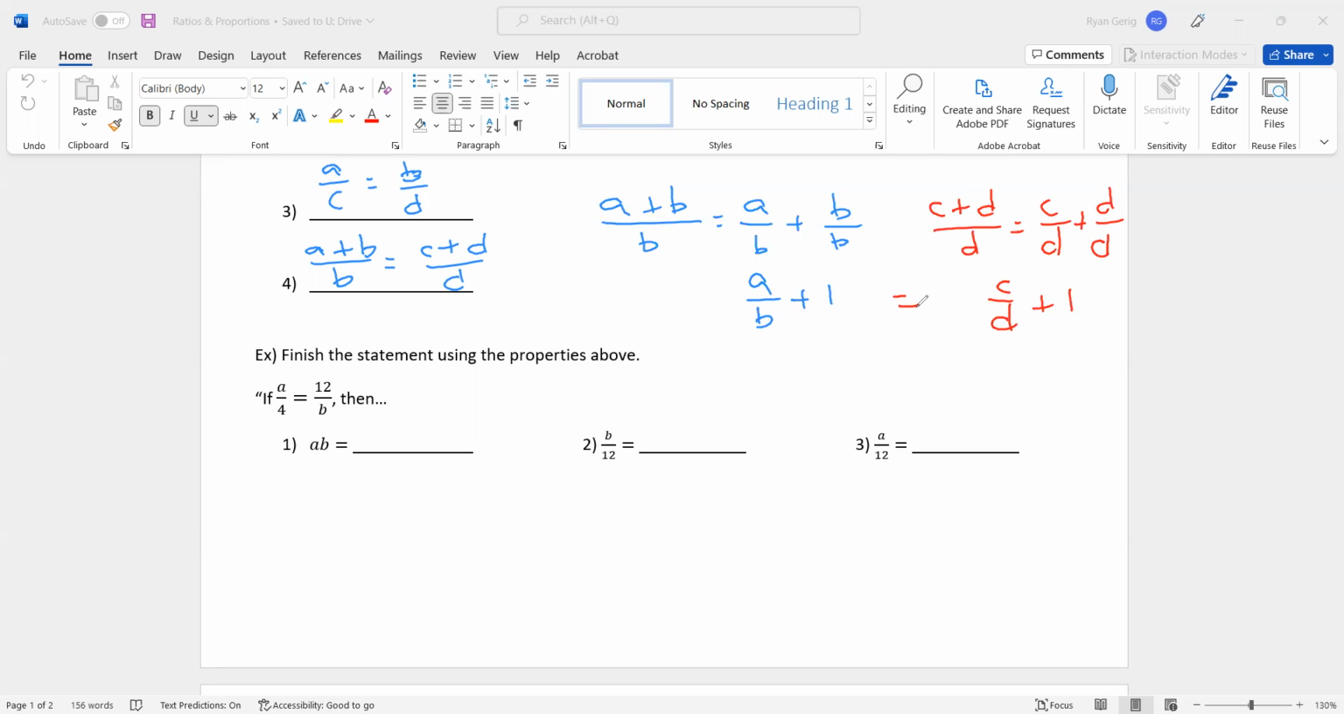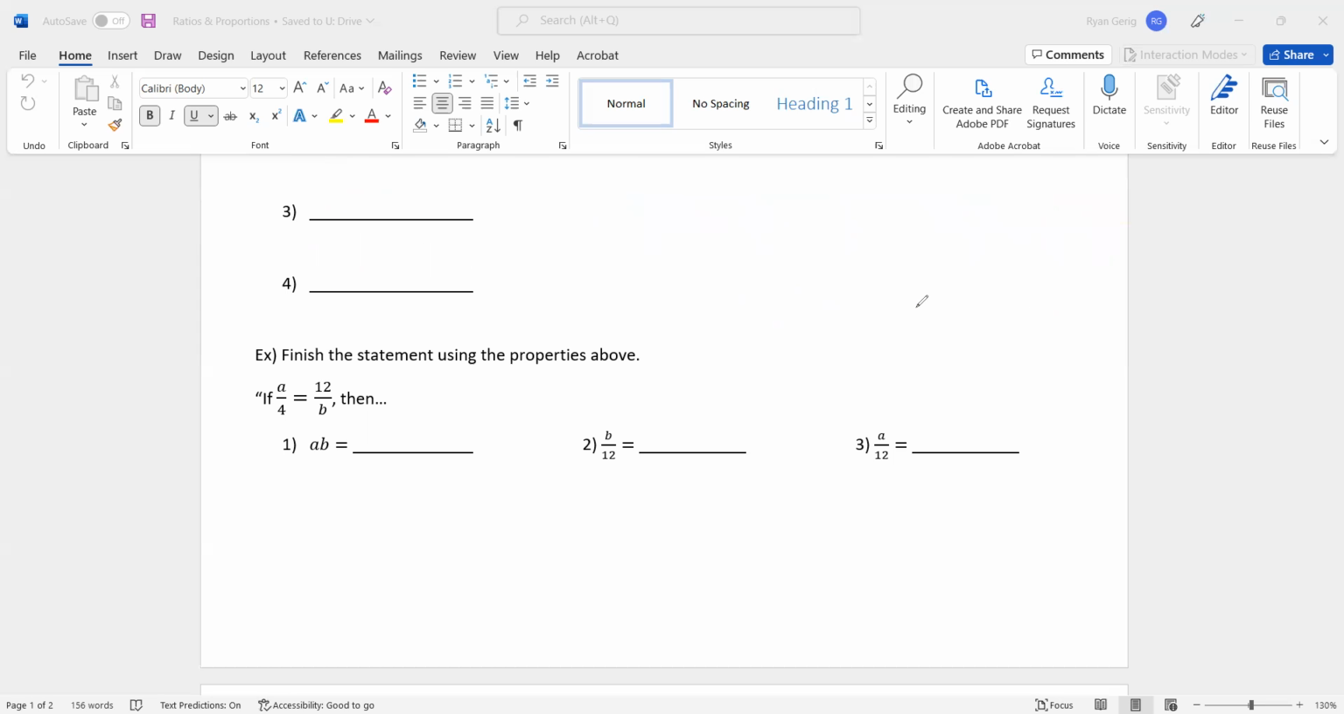These properties are going to be used throughout the unit. So you're expected to recognize those and understand where they come from after this lesson. So we're going to start using those properties with numbers 1, 2, and 3 here. So if a over 4 equals 12 over b, then a times b equals, hopefully you see that it's 48. Where did I get 48?